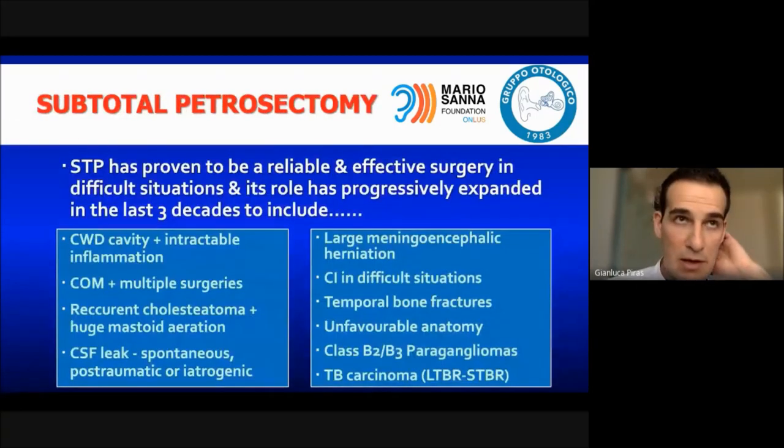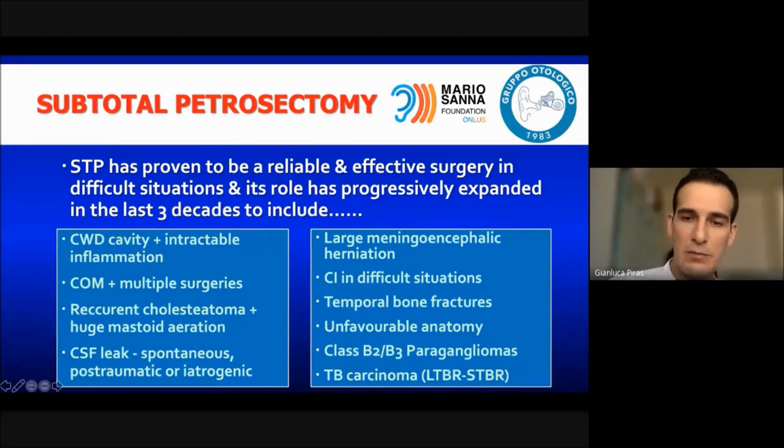Subtotal petrosectomy has been expanded in its indications, and you know that in case you have canal wall down cavities with intractable inflammation, or multiple surgeries in case of chronic otitis media with bad hearing, you can use the subtotal petrosectomy. In case you have large meningoencephalic herniation, or in case you have a CSF leak during surgery that could not be stopped, you have the chance of obliterating the middle ear.